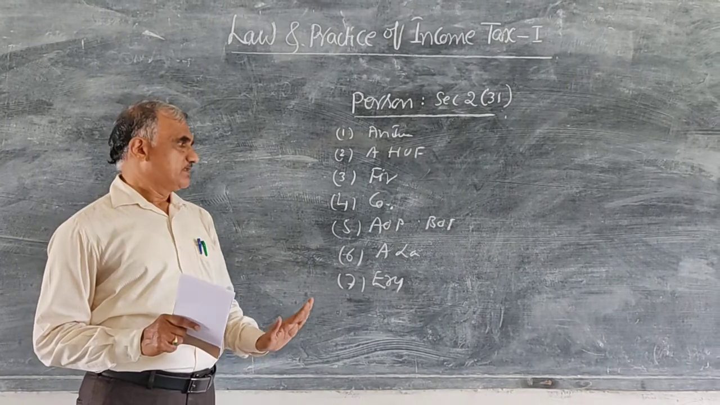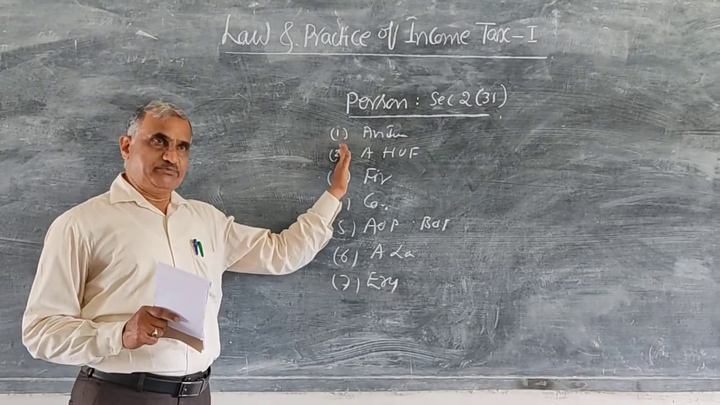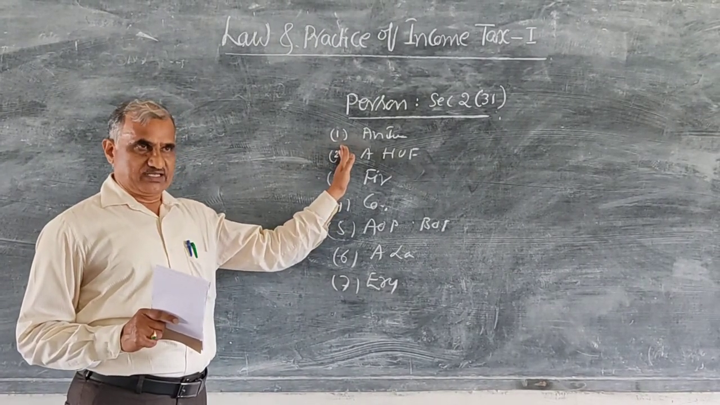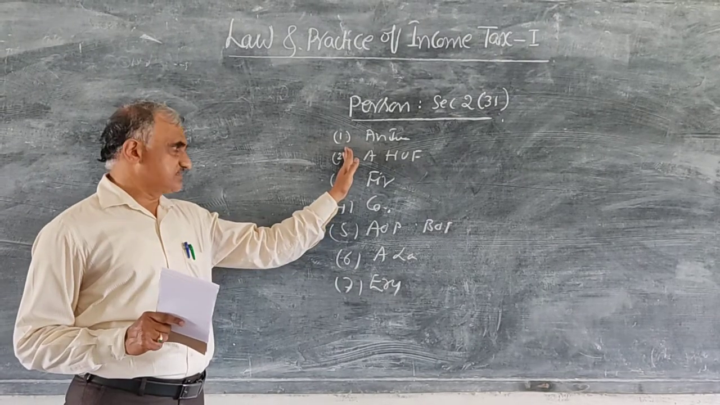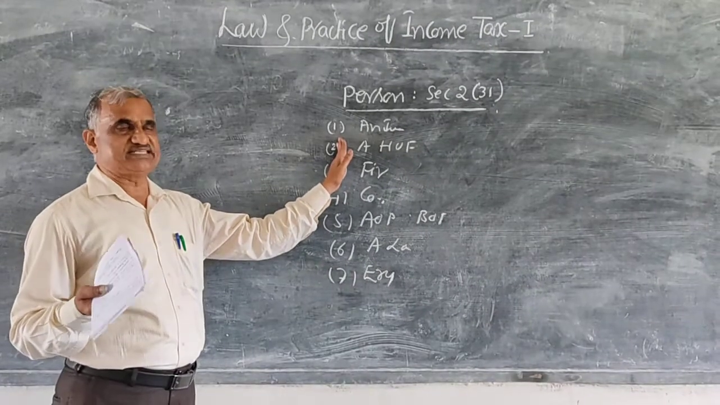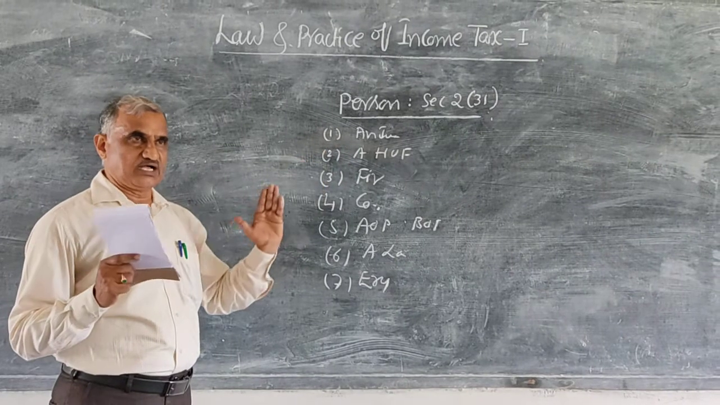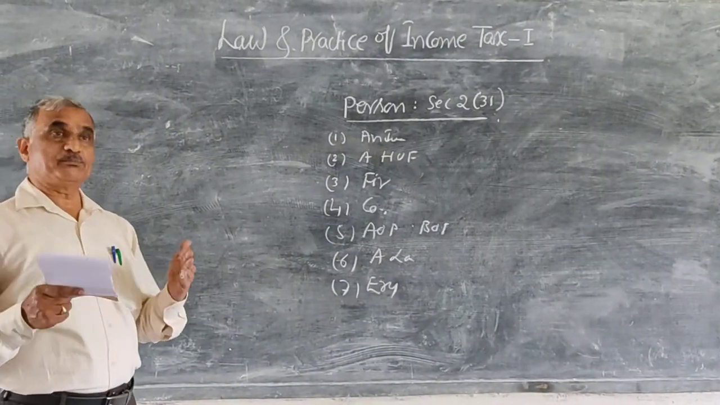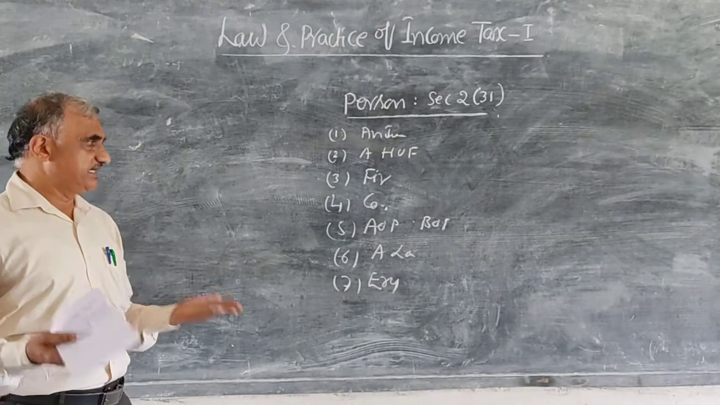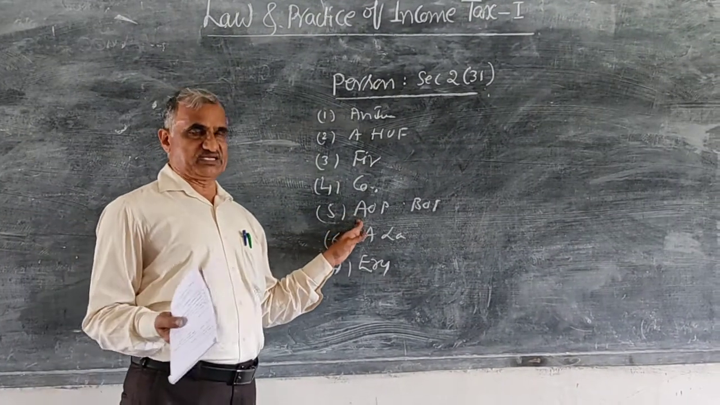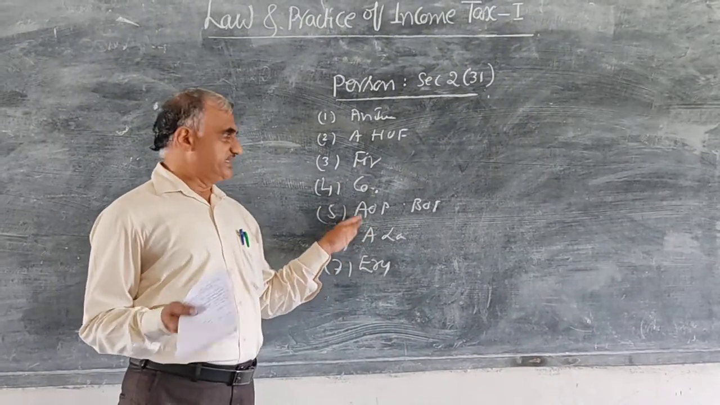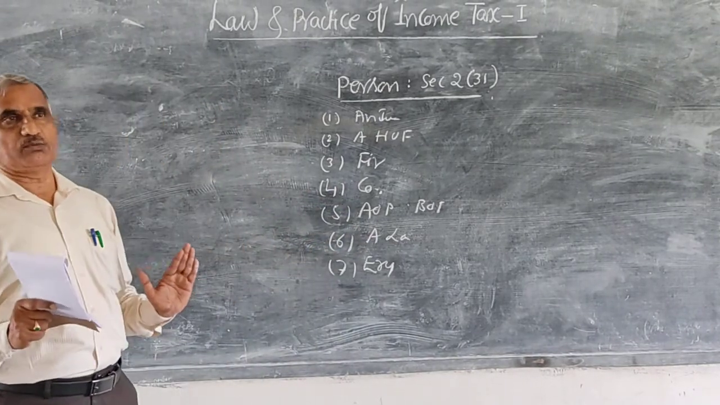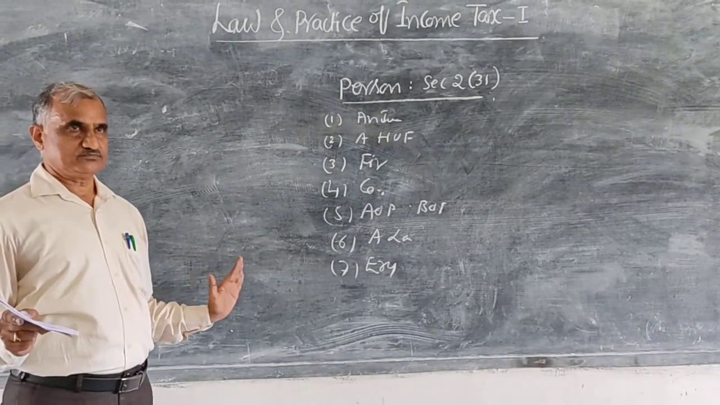For example, say an individual called Raghavendra may form an association of persons with a company ABC Limited. So if Raghavendra and ABC Limited join together for the purpose of earning some income, it can be called an association of persons, because it is the combination of two or more persons, that's all.